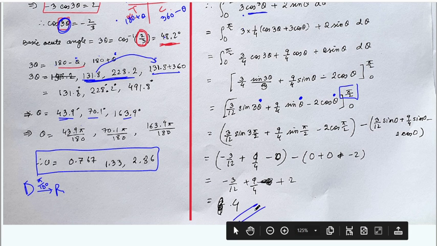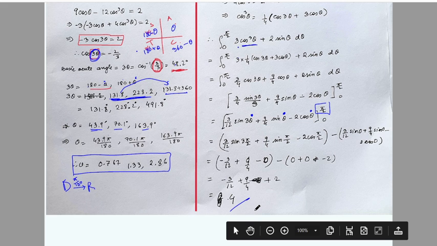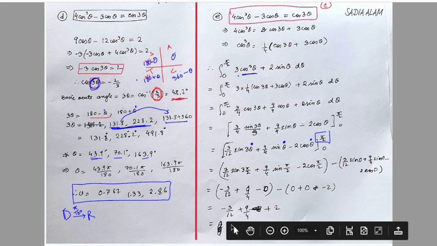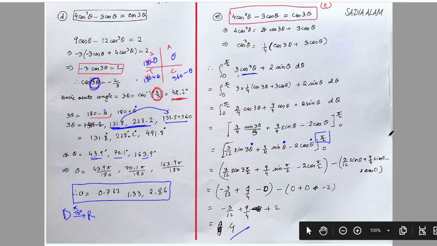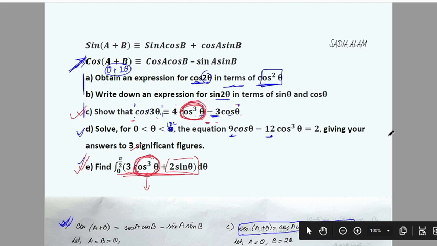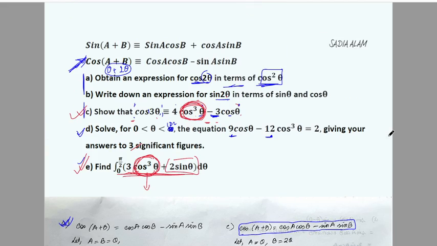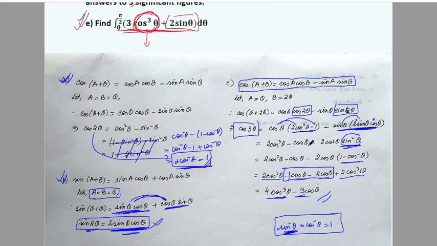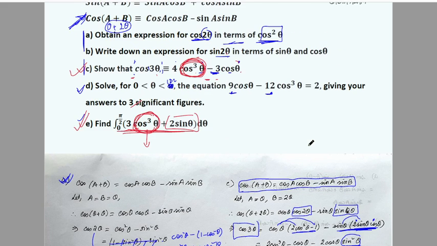Okay, so this is the final result. So that's part D and E, and that's A, B, C. So this is the solution of this math.